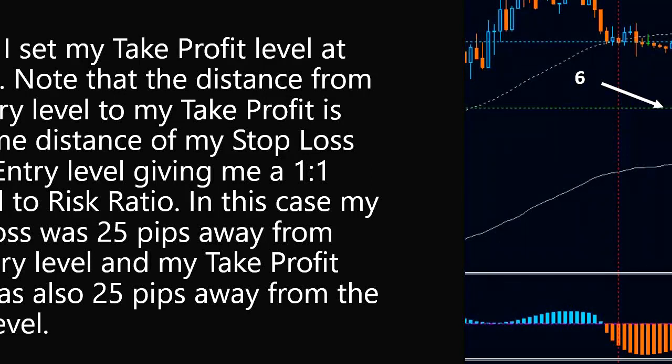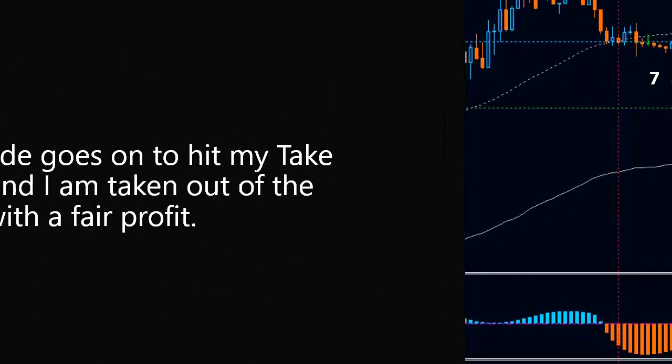In this case, my stop loss was 25 pips away from the entry level, and my take profit level was also 25 pips away from the entry level. Now, as I said before, you can make it between 20 and 30 pips. I wouldn't go further than 30 pips away, and most of the time I would set it at 20 pips if my swing high or low was further away than that. The trade goes on to hit my take profit, and I'm taken out from the trade with a fair profit at 0.7. So that would have been a very profitable trade there.